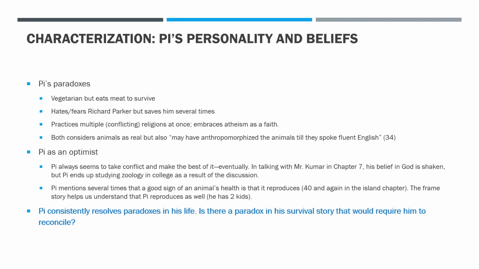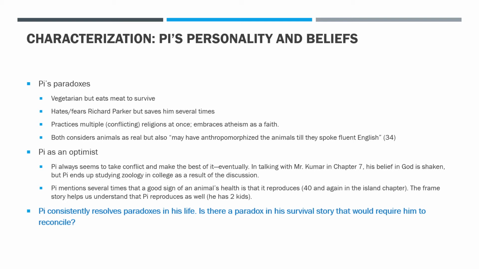Pi also mentions several times that a good sign of an animal's health is that it reproduces. On page 40, he mentions this, and then again in the island chapter, he mentions that Richard Parker has had so many meerkats that he's fulfilled in terms of his basic survival, and he's tearing apart trees and things in search of a mate. So the mention of that, along with the frame story, where we ultimately find out that Pi has grown up and has two kids of his own, helps us understand his mental state. He is optimistic enough. He wasn't scarred enough by this journey across the sea to not have kids of his own. So there's lots of paradoxes in Pi's life that he resolves.